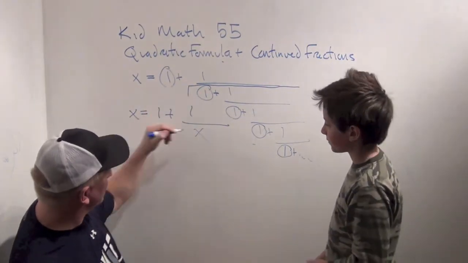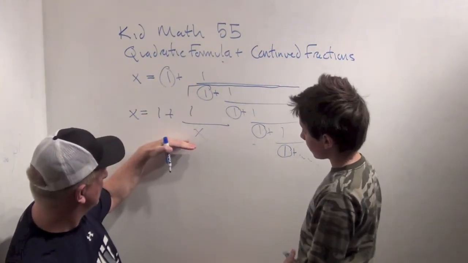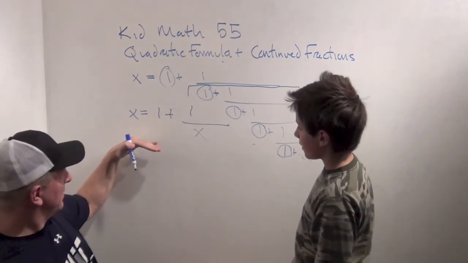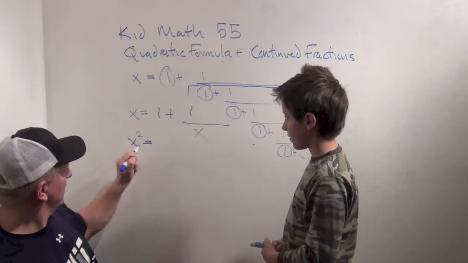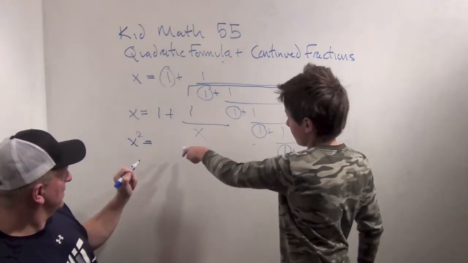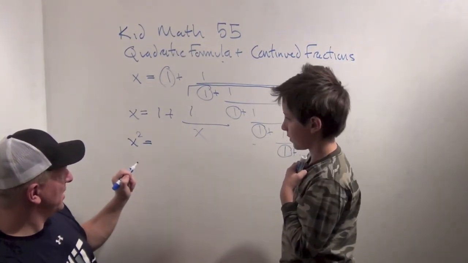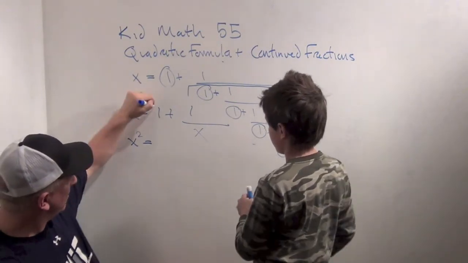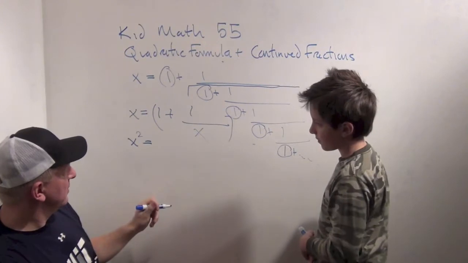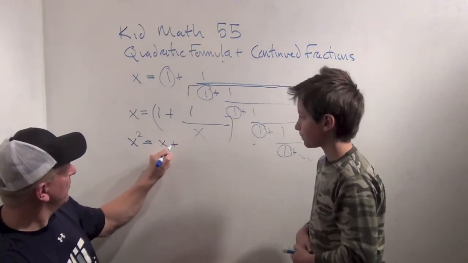Now, how can I simplify this algebraic expression? Well, you can multiply by x. And what do I get? And you get x squared is 2. No, x squared equals 1 plus 1 over... Be careful. When you multiply this side by x, I get x squared. What do I get when I multiply this side by x? x plus 1.